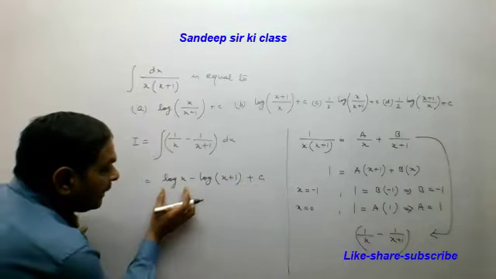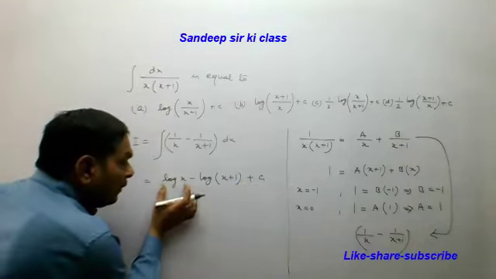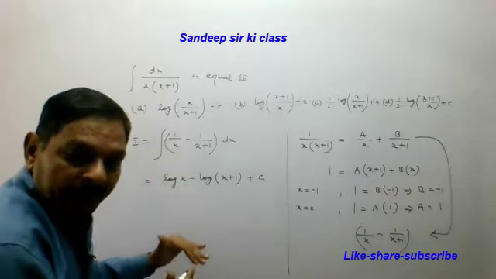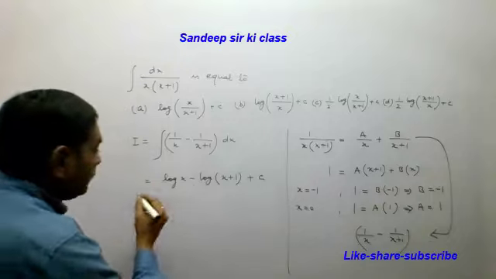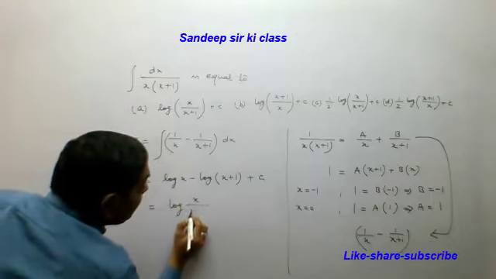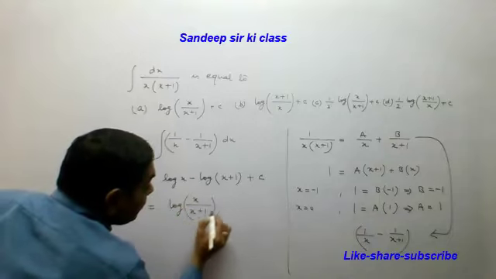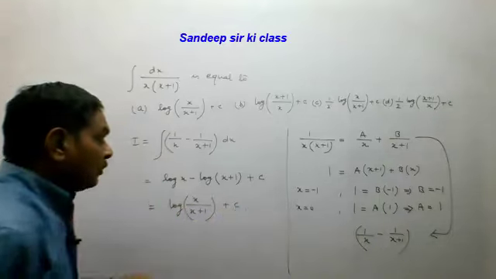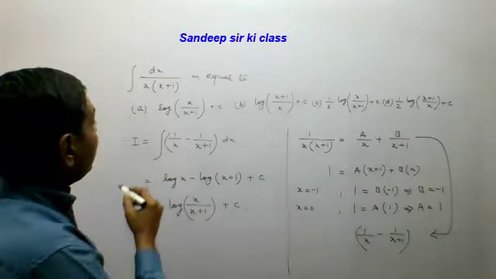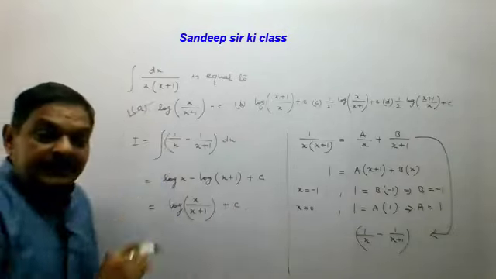Now I have obtained the form log m minus log n, which is equal to log m upon n, using the properties of log. So I can write this as log of x upon x plus 1 plus c, the constant of integration. This is the value of I. So here option A is the correct option.